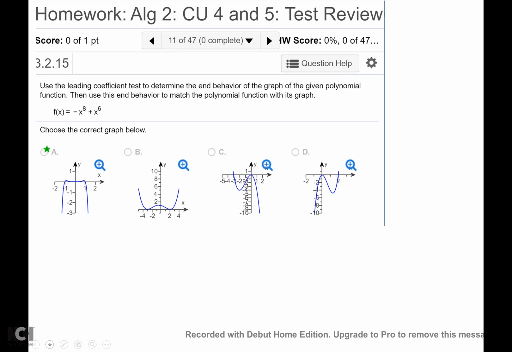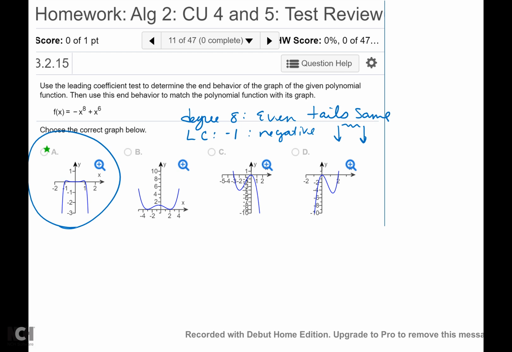Okay, use the leading coefficient test to determine the end behavior of the graph of the given polynomial function. Then use this end behavior to match the polynomial function with its graph. Okay, for this one my degree is 8, which is even, which means my tails are going to point the same direction. My leading coefficient is negative, and negative tells you, since it's even, that both tails are going to point down and wiggle in the middle. So I'm looking for a function that has both tails down, which the only one that does is that one. So it's got to be A.